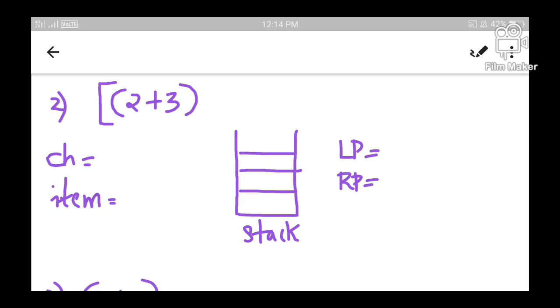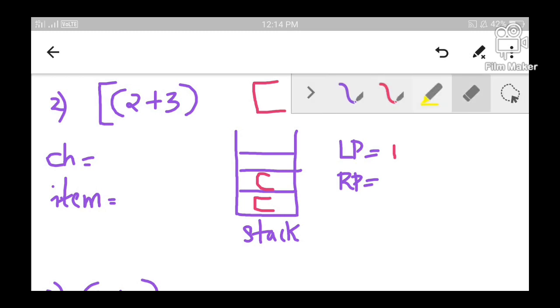So the first character read is a left square bracket. If the character just read is a left parenthesis, push it onto the stack. Then the value of LP is incremented by 1. Moving on to the next character. The next character is again a left bracket. Then it should be added on top of the stack. The left bracket is pushed onto the stack, and the value of LP is incremented by 1. So LP is now 2.